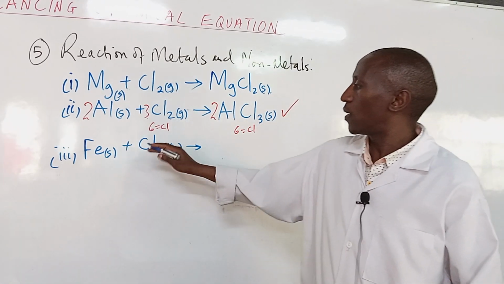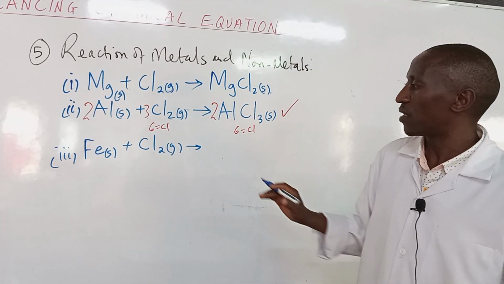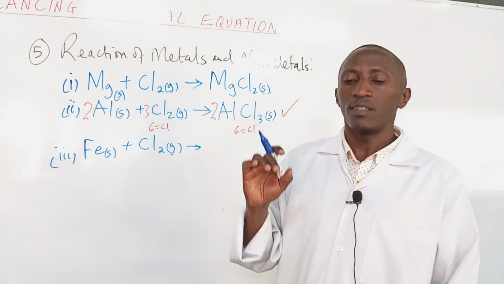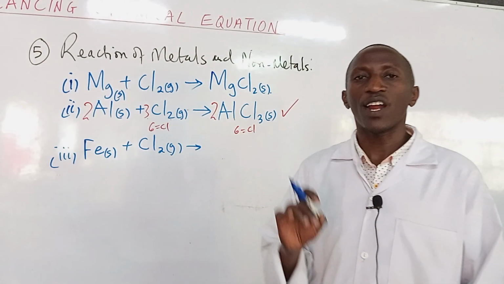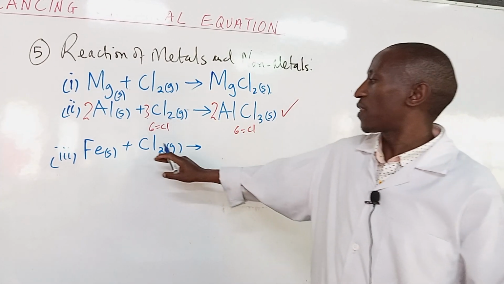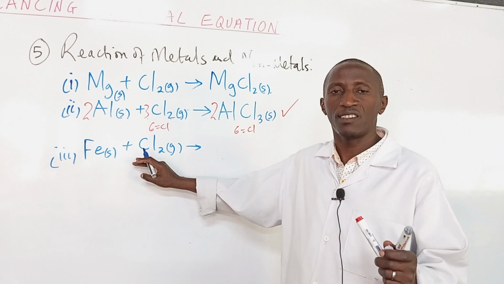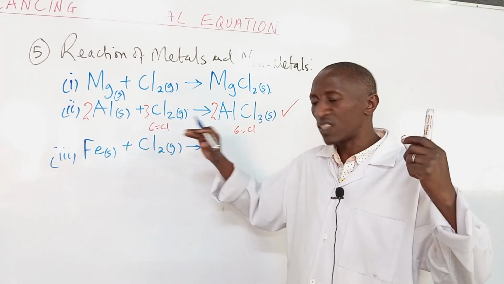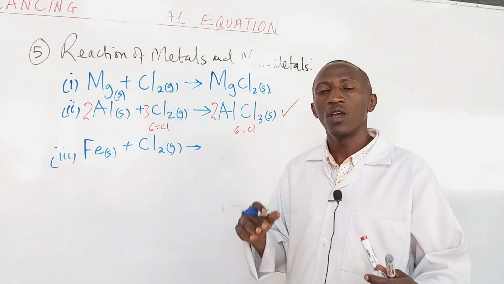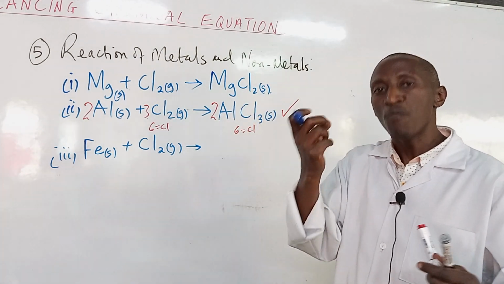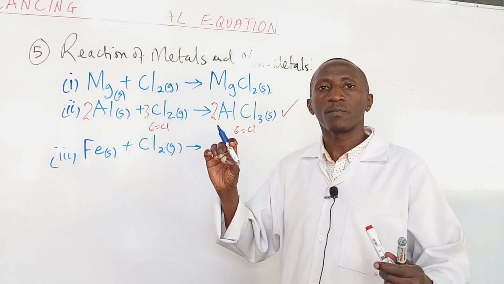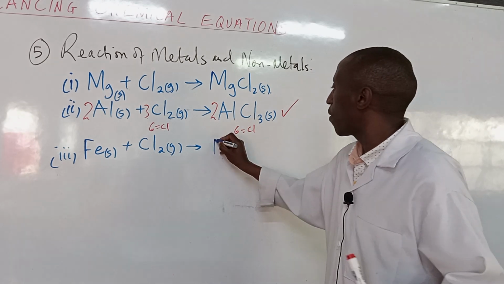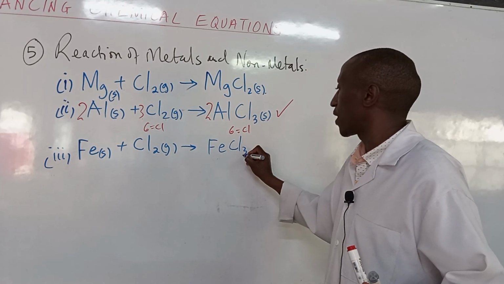Viewers, it is important to note that we do not form iron 2 chloride. Instead, iron 3 chloride is formed. The reason being that chlorine is a very strong oxidizing agent. The moment iron 2 chloride is formed, chlorine oxidizes it further to iron 3 chloride by removing an electron from the iron 2, making it iron 3. So we form iron 3 chloride solid.